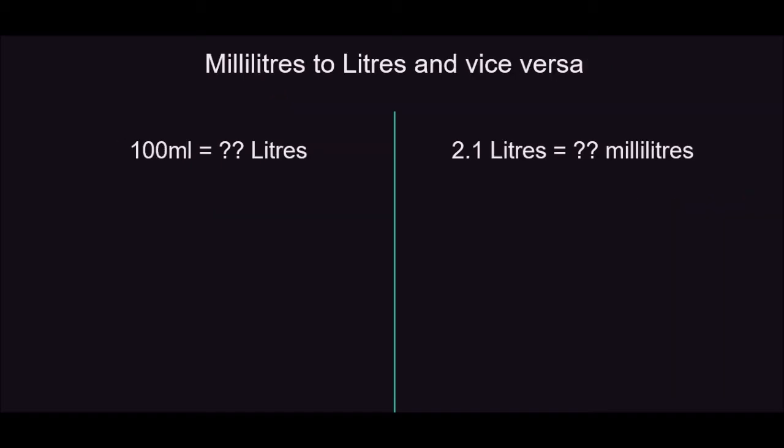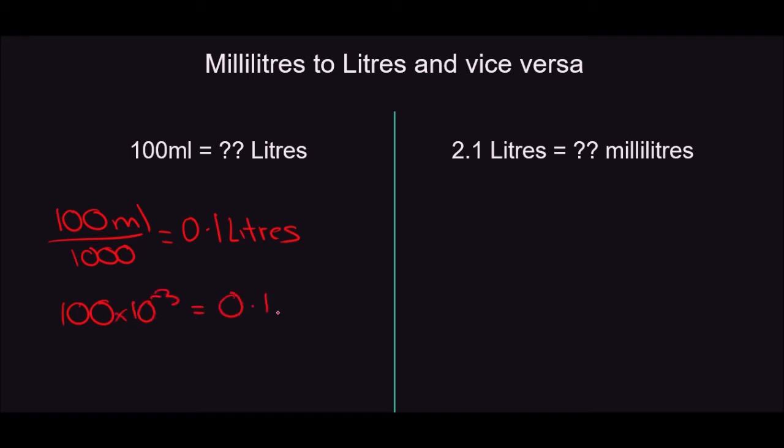Okay, next one. Milliliters to liters. Again, same applies. There is 1000 milliliters in a litre. So we've got 100 milliliters. We'll divide that by 1000, and that will equal 0.1 litres. Again, the same principle applies. If we put 10 to the minus 3 on there, that will also equal 0.1 litres.